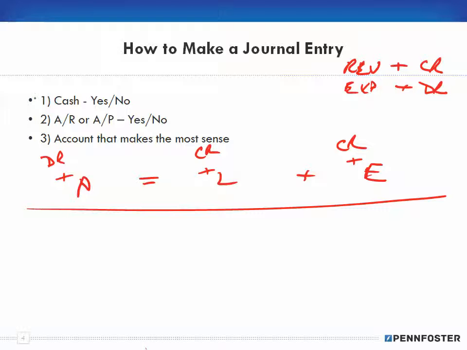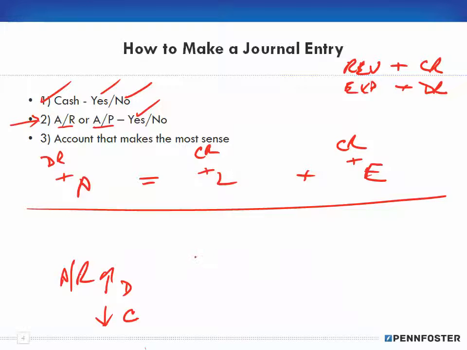So if I ask myself, am I affecting cash? Yes, I know what to do. If it's no, then I ask, am I affecting accounts receivable or accounts payable? If the answer to that question is yes, then I determine whether it's receivables or payables. Well, I just showed accounts receivable saying an increase is a debit and a decrease is a credit.